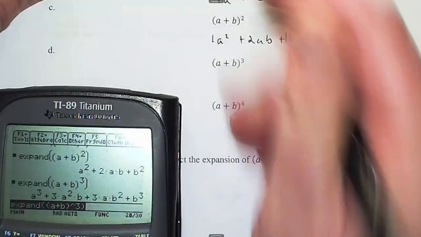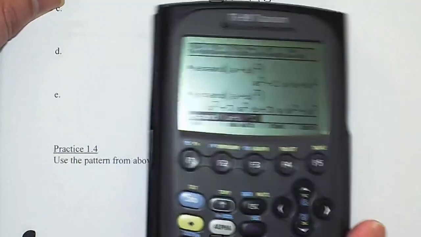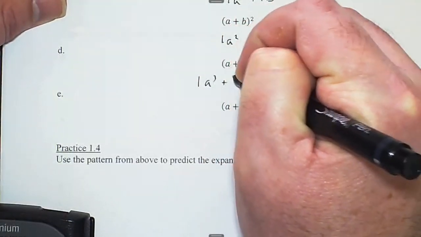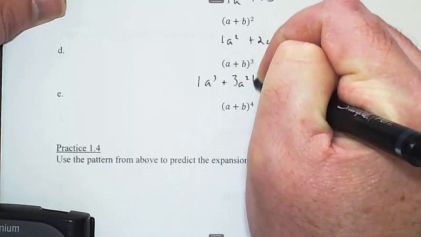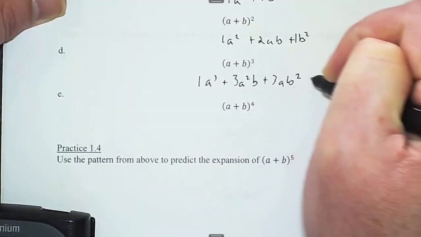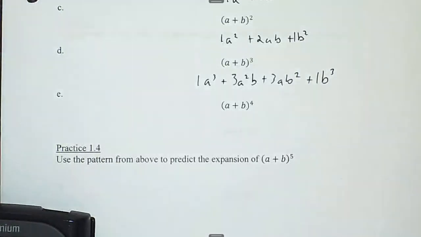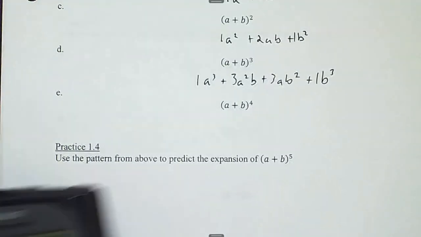All right, you'll see that my calculator did it for me, right? I'll just write it down for us. We got 1a cubed plus 3a squared b plus 3ab squared plus 1b cubed. Huh. Let's do the fourth.